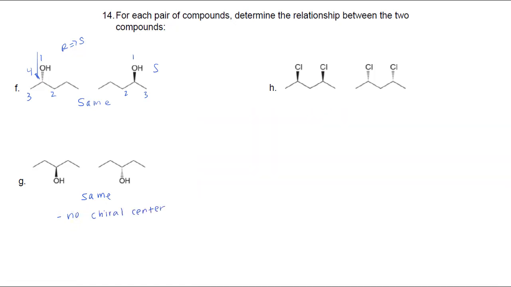In the third example here, we will see two chlorines that are wedged. If we flip this over, we're going to get that right there. So these are also the same.